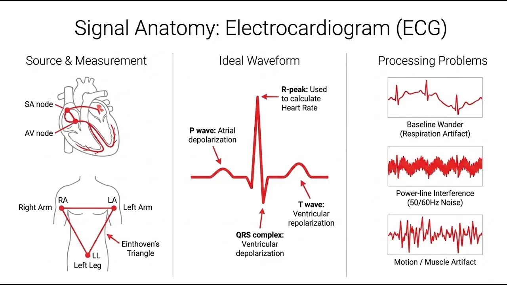From the power line itself, your noise or interference is coming. Clear? And last is the motion or muscle artifact. Normally, when ECG is performed, you are simply told to remain calm, not to move your hands or legs.